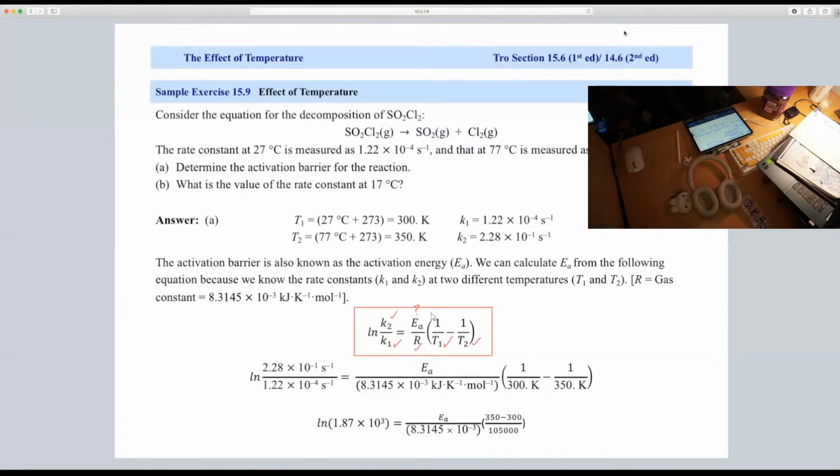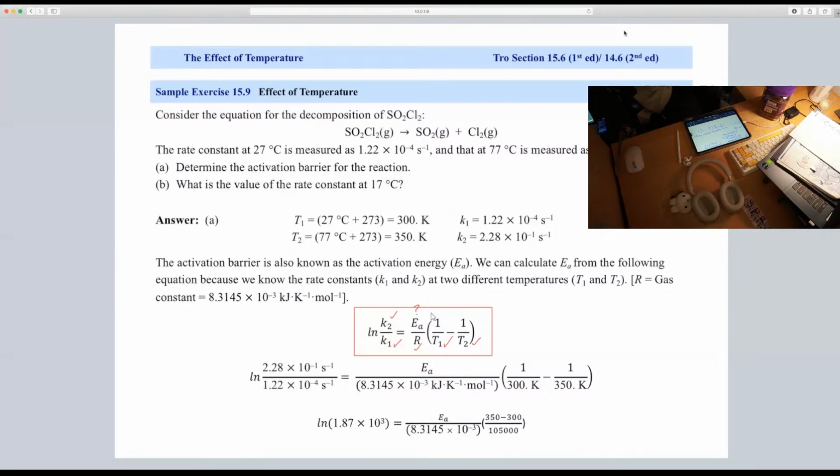Okay, so the next step is we're going to put the values into this equation. So I'm going to start by putting the value of K1 and K2 equals the activation energy divided by the gas constant. And because this activation energy is in kilojoules per mole, we need to make sure that this is in kilojoules as well. So we're going to take the gas constant, 8.314, and divide by 1,000, times 1 over 300 minus 1 over 350, so this is T1, this is T2.